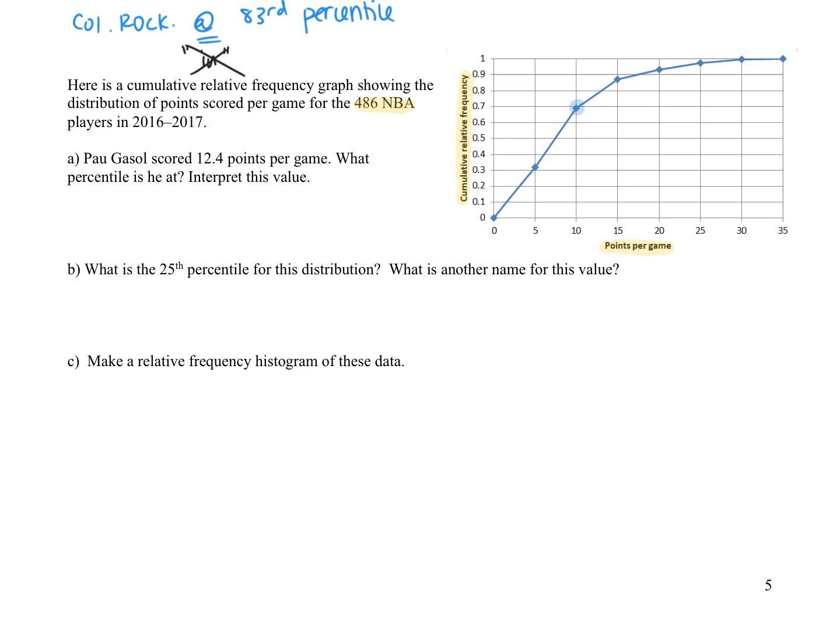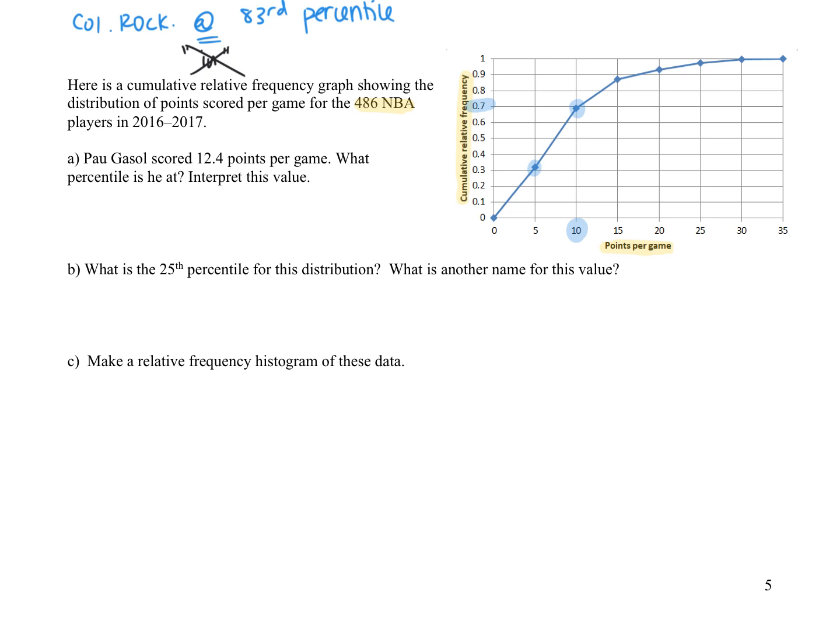So this point, for example, tells us that at 10 points, the cumulative relative frequency is about 0.7. So 70% of the players scored 10 points or below. Similar idea here, about, let's say, 32% of the players scored 5 points or below per game. Keeping that interpretation in mind, let's look at the first part, which is part A.